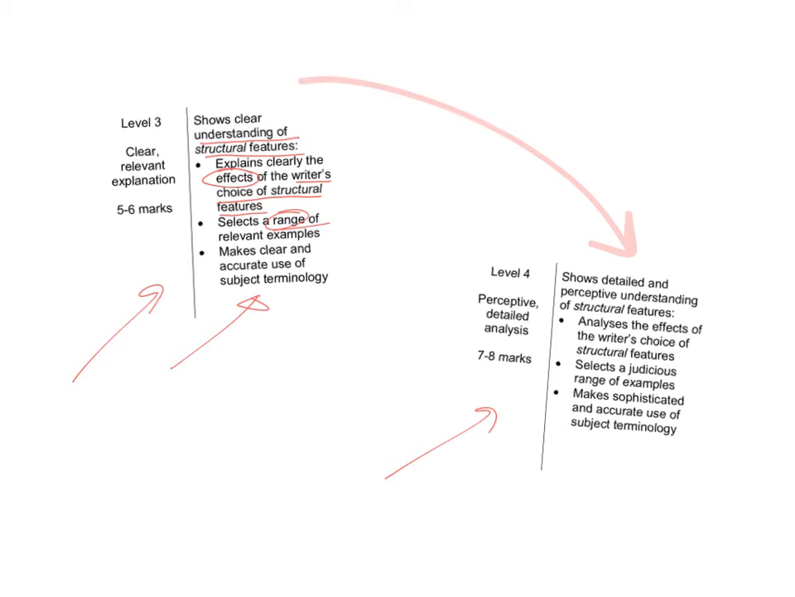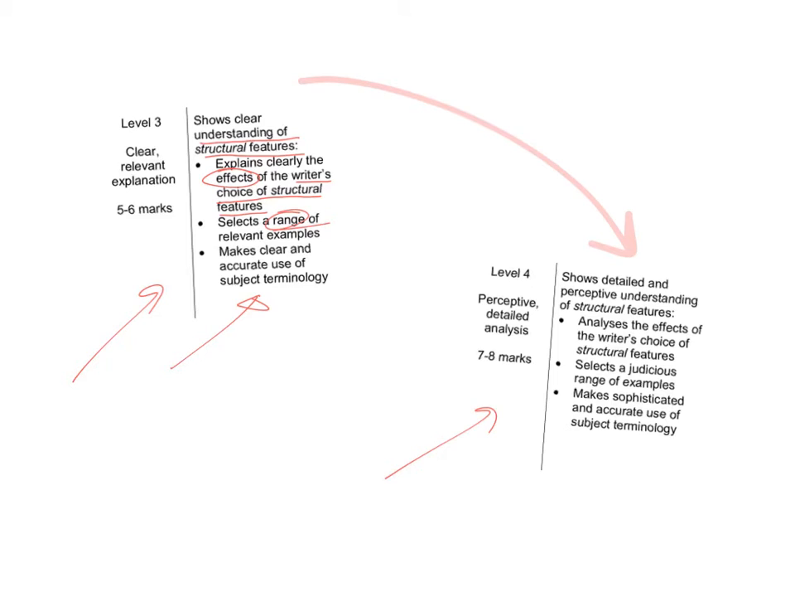To get perceptive and detailed, you need to move it up a level, and you need to analyse exactly why the writer has chosen those structural features. You need to go into the detail of why that is. A judicious range of examples means they are very well judged. You have chosen the best ones. You've chosen a good range, and you've chosen the really telling, important moments in that extract.